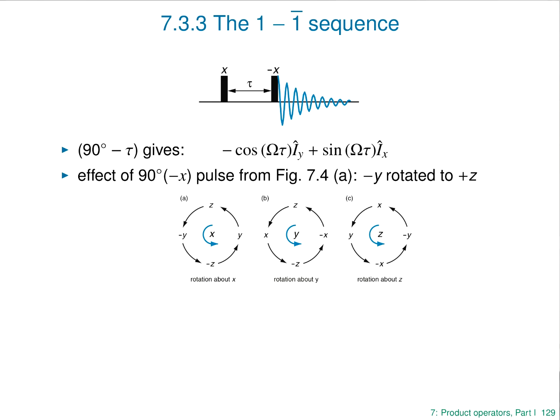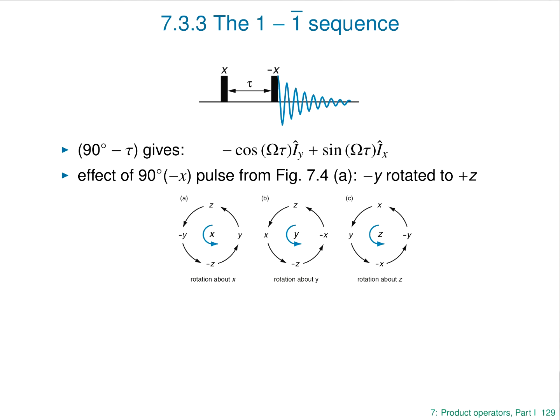Well, if I do an x pulse, all I need to do is look at figure A, which is this one here. And I need to know what's going to happen to this term and this term when I do an x pulse. Now, of course, the term in Ix is going to be unaffected, because if I rotate x about x, nothing happens. So the term sine omega tau Ix is going to be unaffected.